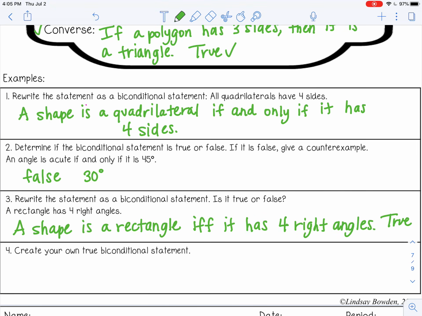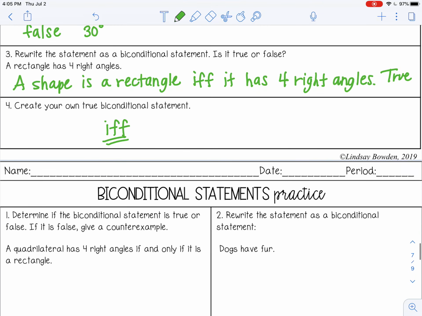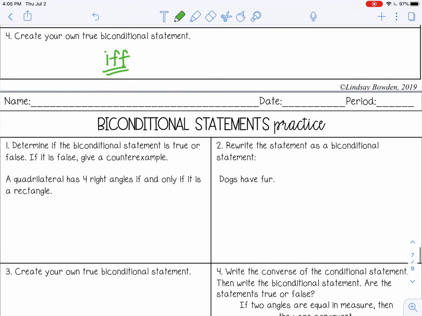All right, number 4, create your own true biconditional statement. Pause the video and try that now. Okay, so your answers could have varied on that one, but just make sure that your statement has the phrase if and only if. All right, now you can complete the other practice pages and check with your teacher.